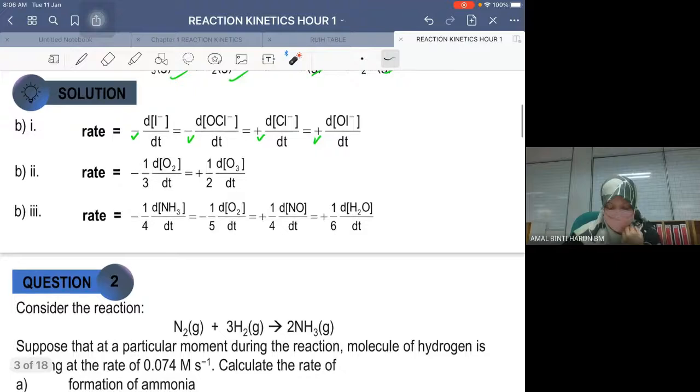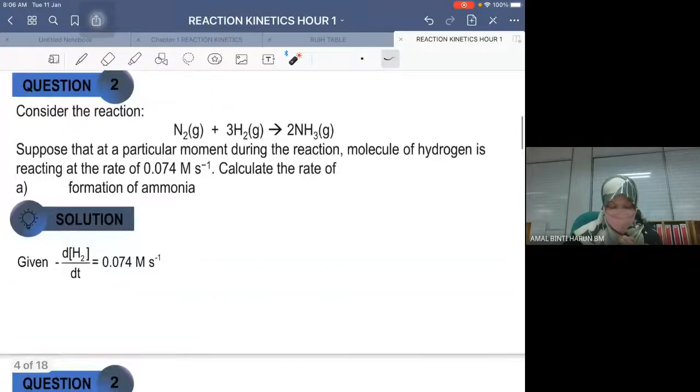Okay. Next is number 2. Suppose that at a particular moment during the reaction between nitrogen and hydrogen producing ammonia, molecules of hydrogen are reacting at the rate given. Siapa yang rate ini? Molecule hydrogen. Calculate the rate of the formation of ammonia.